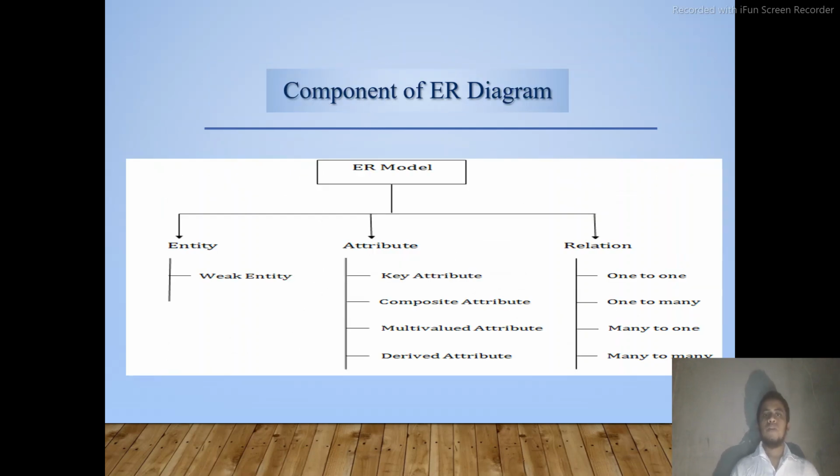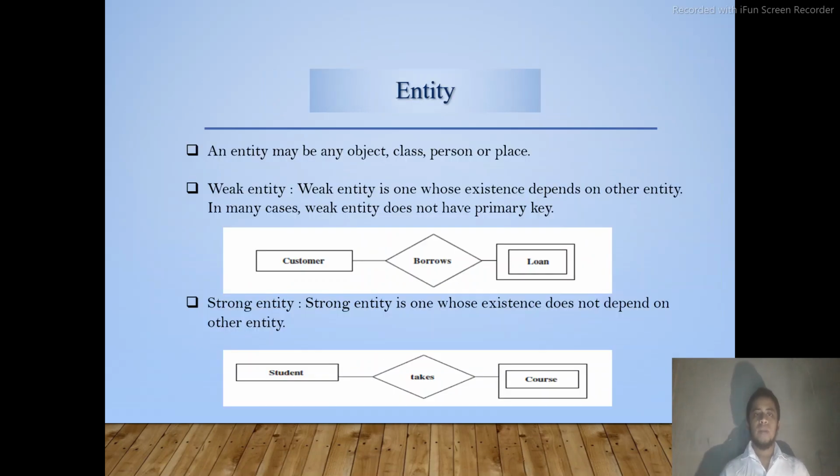Here are the components of the ER model. We can see there is a picture. The ER model has the components entity, attribute, and relationship. We can see their types in the given slide. Now coming to the point of entity. An entity can be an object or a person or a place.